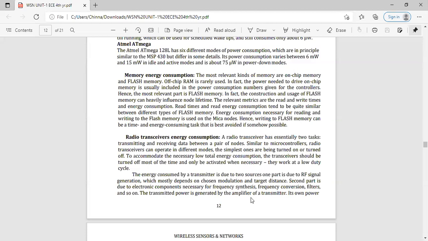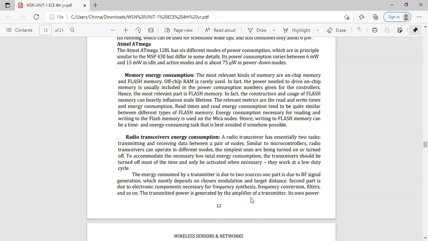These are the memory energy consumption figures. That will depend on the consumption numbers given by the controller. Flash memory consumes energy whenever it writes and reads. That is the main point about memory energy consumption.